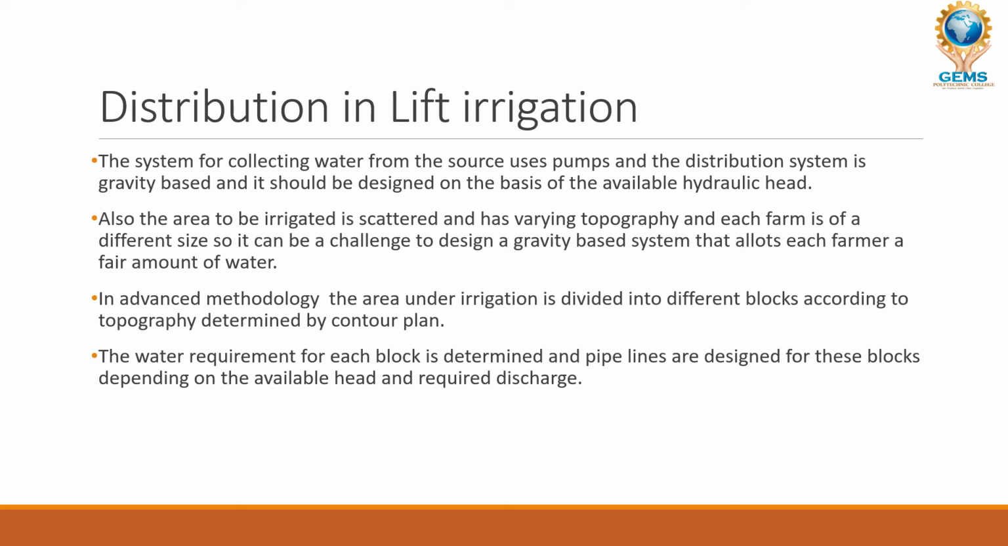Then the water requirement for each block is determined, and pipelines are designed for these blocks depending on the available head and required discharge. Which means that the pipelines through which you pump the water from the source should be designed in such a way that you take the water from a certain available head, and the discharge capacity is even, not too fast or too slow. You have to decide that discharge capacity. Okay, fine.